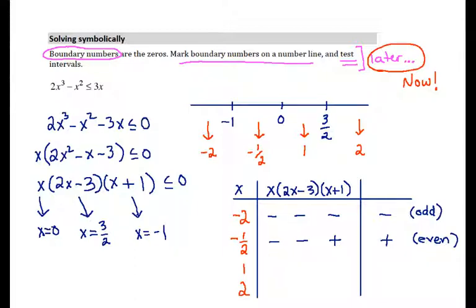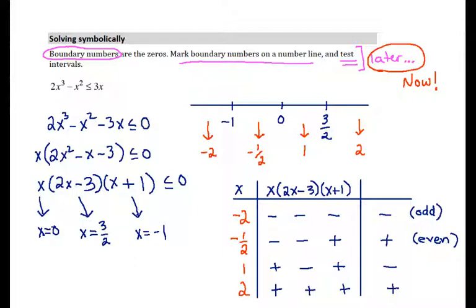If x is 1, that first factor is positive. The middle factor is still negative. The third factor is positive for a negative product overall. And if x is equal to 2, I have positive, positive, positive for a positive overall product.